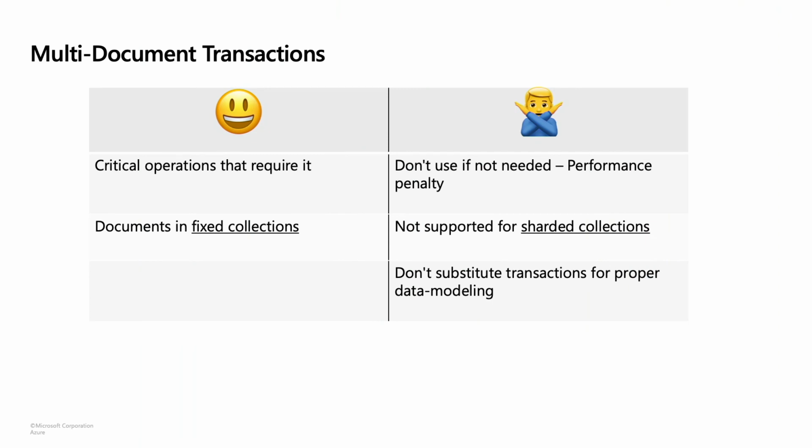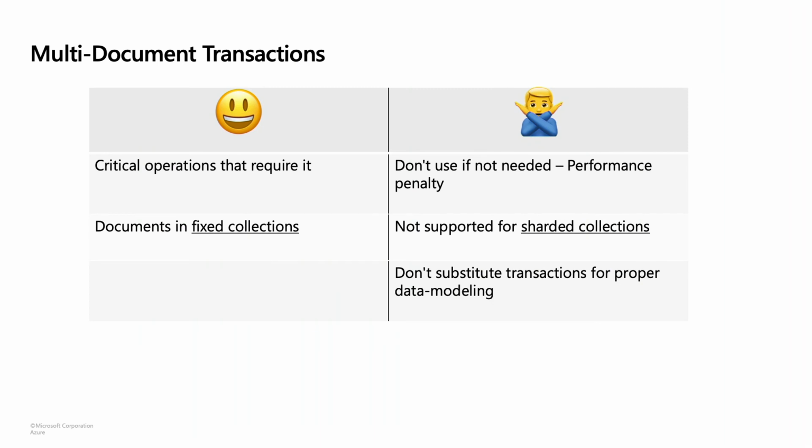Some additional tips for multi-document transactions. Things you want to keep in mind. First, only use multi-document transactions for places that require it. You don't want to use it everywhere because there is a performance penalty and naturally a cost penalty to doing so. Make sure when you're using multi-document transactions, you can only use them within fixed collections at this point. They will not work in sharded collections. If you find yourself using multi-document transactions too often, you might want to take a look at your data model to make sure it's done correctly, because multi-document transactions aren't a substitute for good data modeling practices.